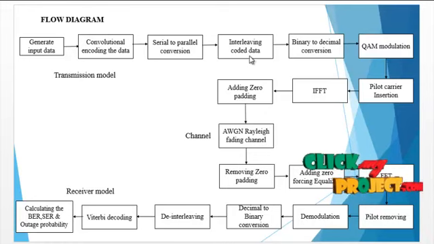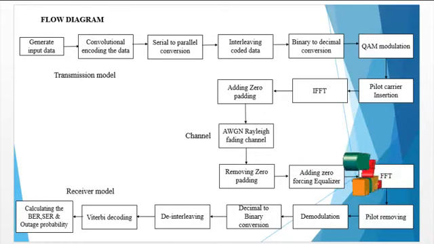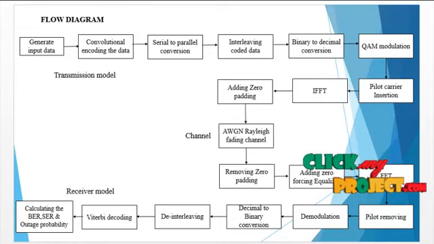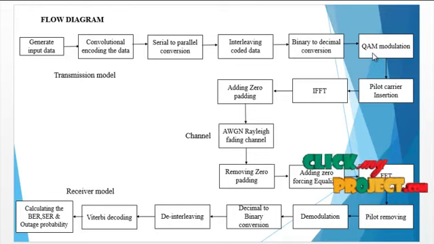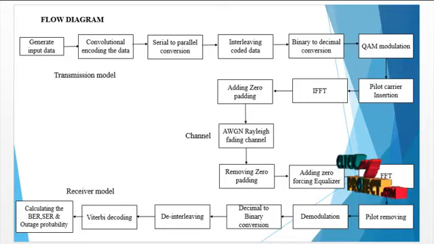Next, interleaving the coded data is a technique used for controlling errors in data streams over unreliable or noisy communication channels, and then the binary bit stream is converted into decimal, and then QAM, quadrature amplitude modulation, is a method that is both an analog and digital modulation scheme into a single channel, thereby doubling the bandwidth. QAM is used especially in wireless applications. It maximizes the spectrum efficiency by minimizing the error range.